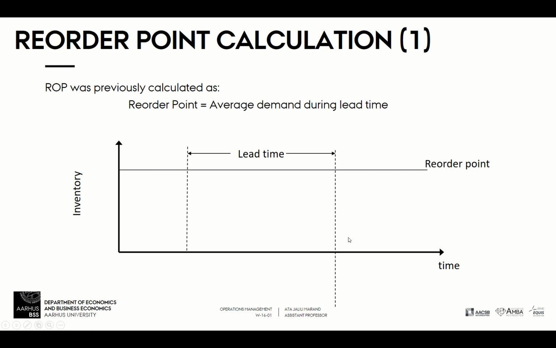Let's see how the demand can materialize during lead time. Here we have three scenarios. In the first scenario, the demand during lead time is less than the reorder point, or the average demand during lead time. So we have no shortage at the end of this cycle. In the second scenario, the materialized demand during lead time is more than the average demand during lead time. So we have some shortages at the end of the cycle.